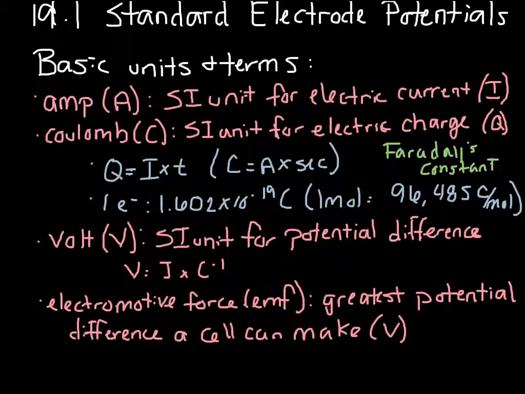Volt, also capital V, is the SI unit for the potential difference within a voltaic cell. The equation we can use for this is volts equals joules times coulombs to the negative 1. That is the amount of energy per coulomb. The electromotive force, or EMF, is the greatest potential difference a cell can make. It is measured in volts.